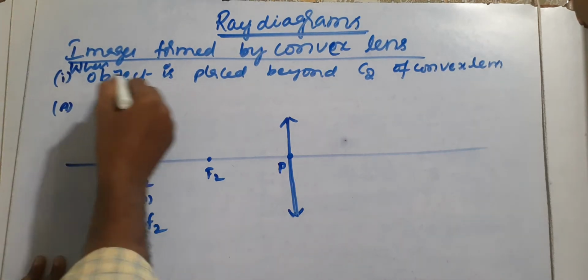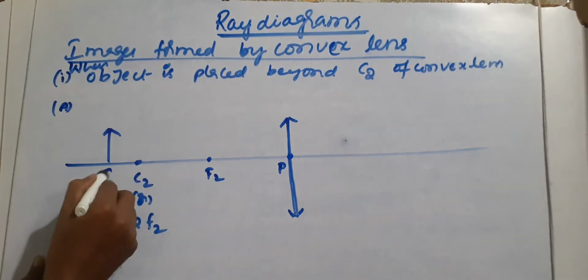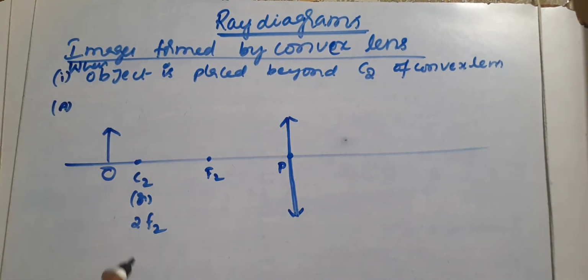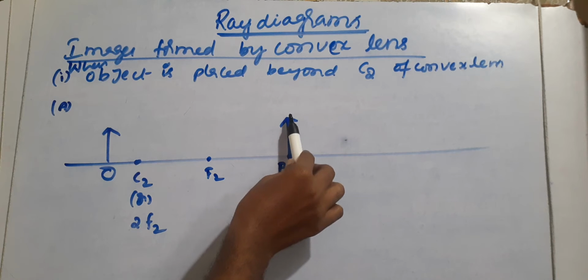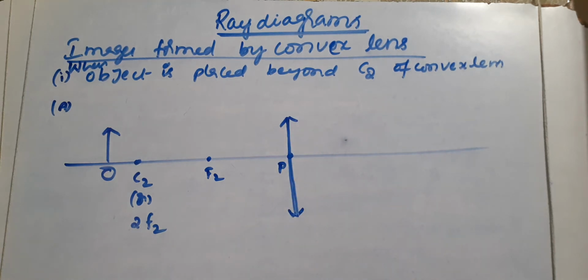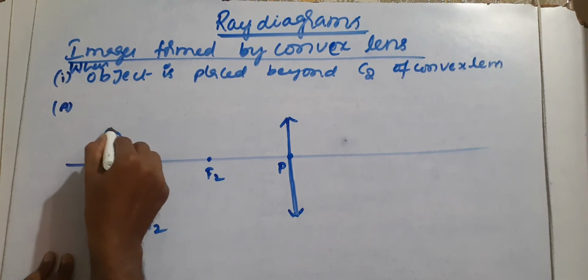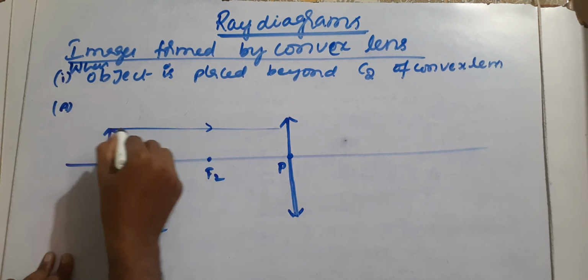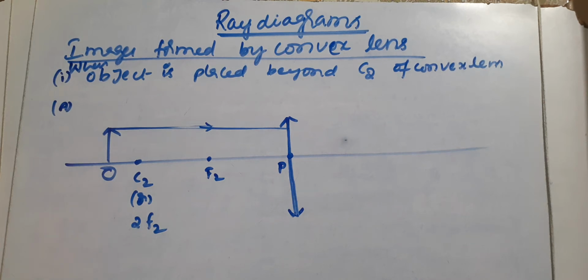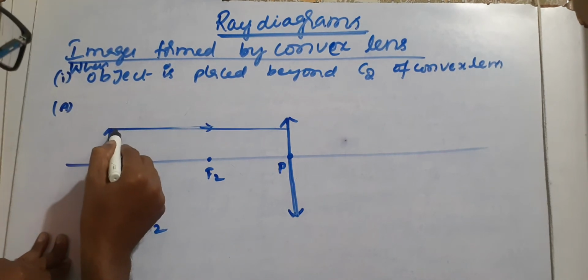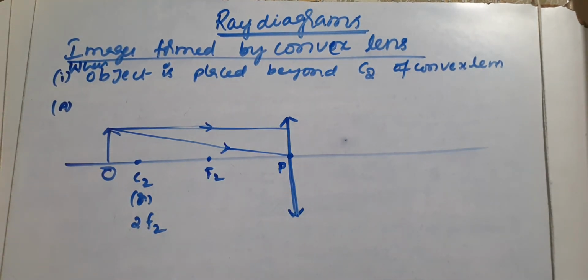Now the object is placed beyond the center of curvature. This is the object. We must see that the height of the object should be smaller than the height of the lens, on the upper part of the principal axis, so that we can draw the ray diagram clearly. Now from this object, one incident ray is drawn parallel to the principal axis. This is incident ray 1, and another incident ray is drawn passing through the optic center. These are the two incident rays drawn from the object.